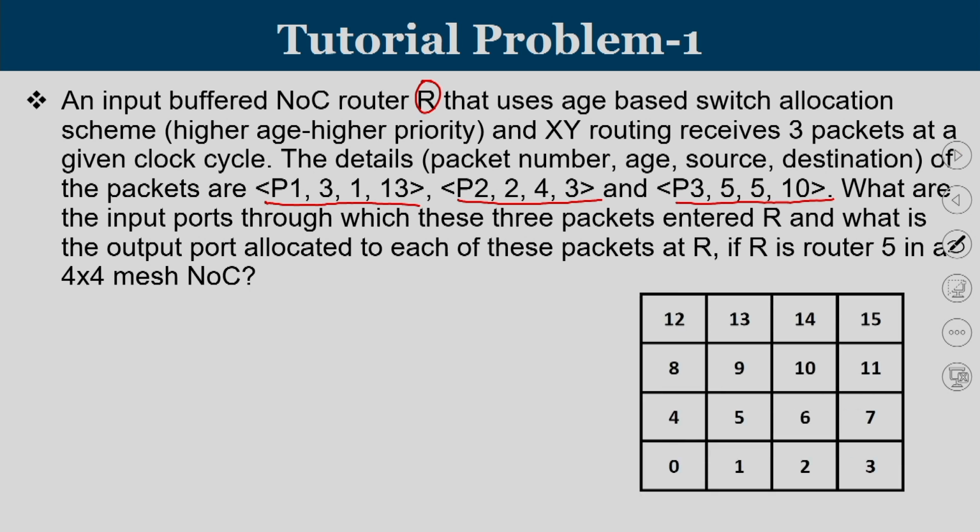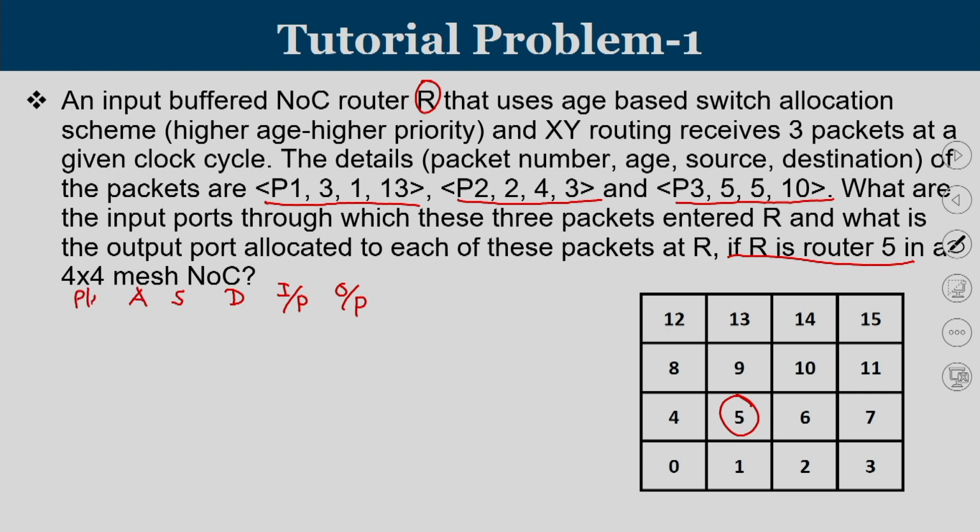If R is router 5 in a 4x4 mesh NOC. So, we will consider what a 4x4 mesh NOC is. This is what we see, and our point of interest R is router number 5. This is the particular router we are discussing, and we are getting 3 packets P1, P2 and P3. We will find out the source, the destination, the input port and the output port that each of these packets wants.